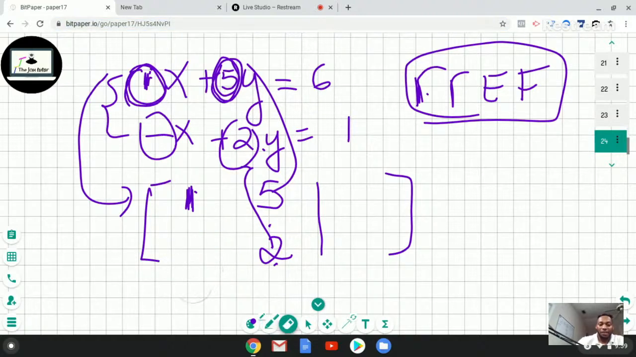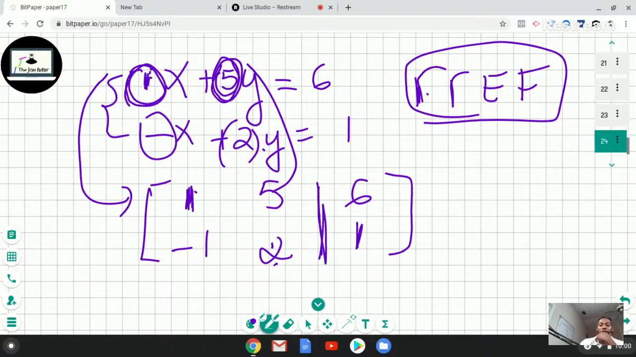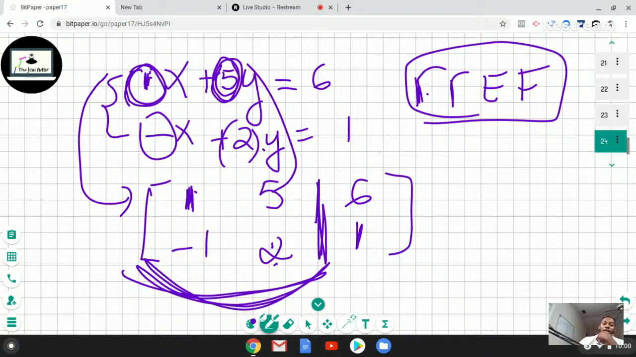It's nothing confusing. I just replace the coefficients and put them here, so I have a negative 1 here. On the right side, you put the 6 and the 1. This is the left side, which has the equations, and this is kind of like the equal sign. Then you put whatever is on the right side. And this is how you set up the reduced row form to solve a system of equations.